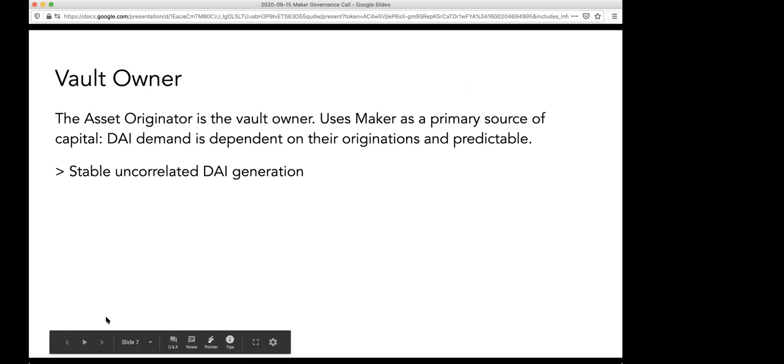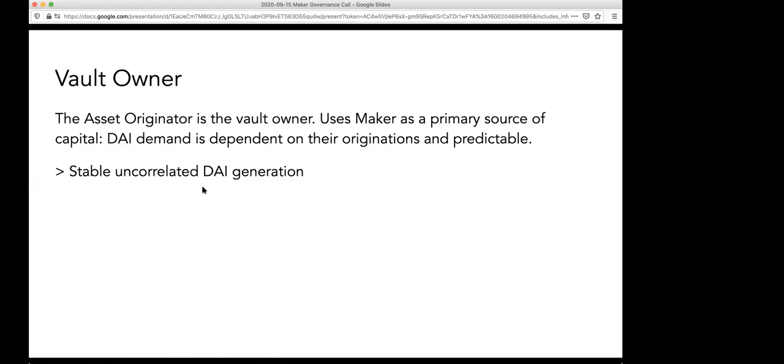So one key difference is that the vault owner is not anybody wanting to use a Maker system, but the primary vault owner here is the asset originator, because the asset originator wants to use Maker to access liquidity to originate loans. This has a huge advantage.